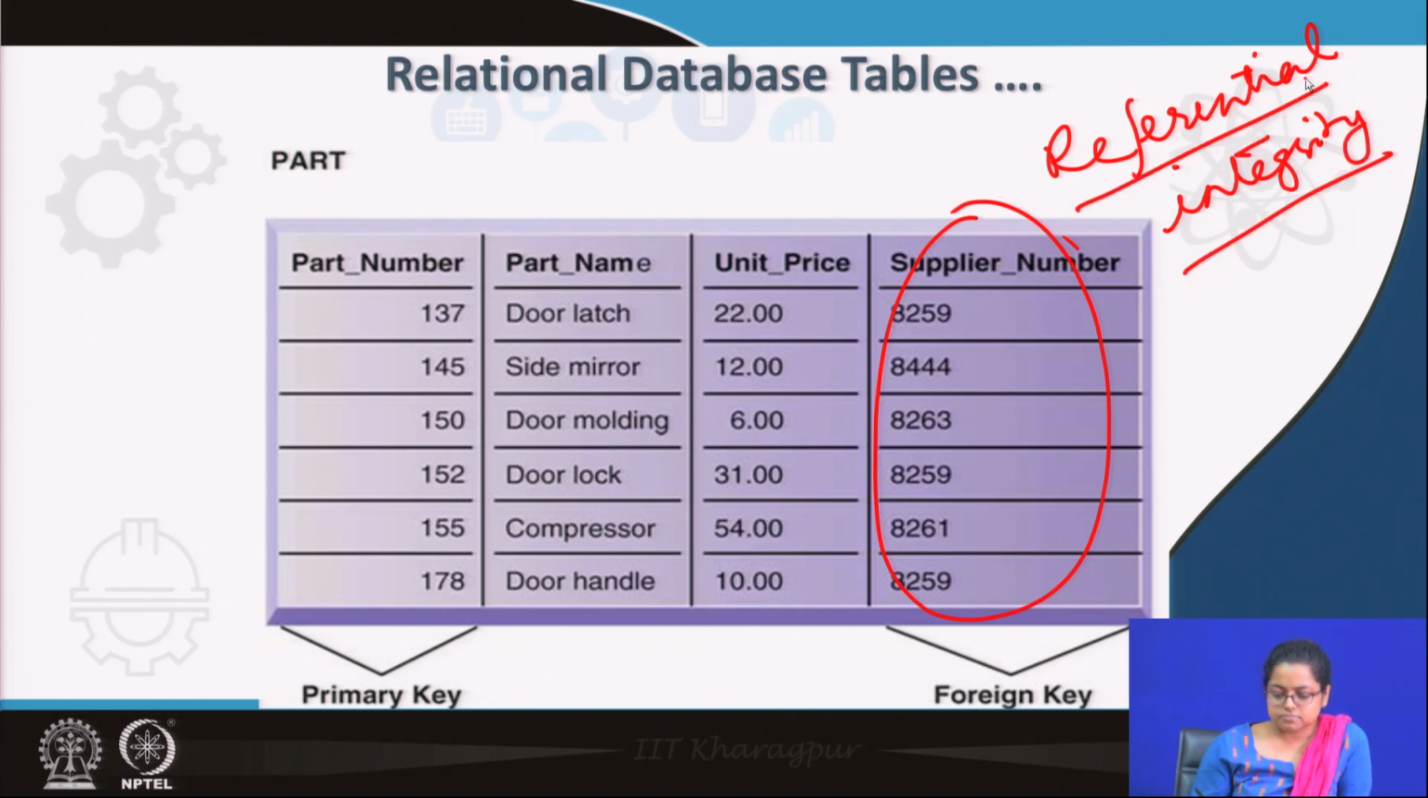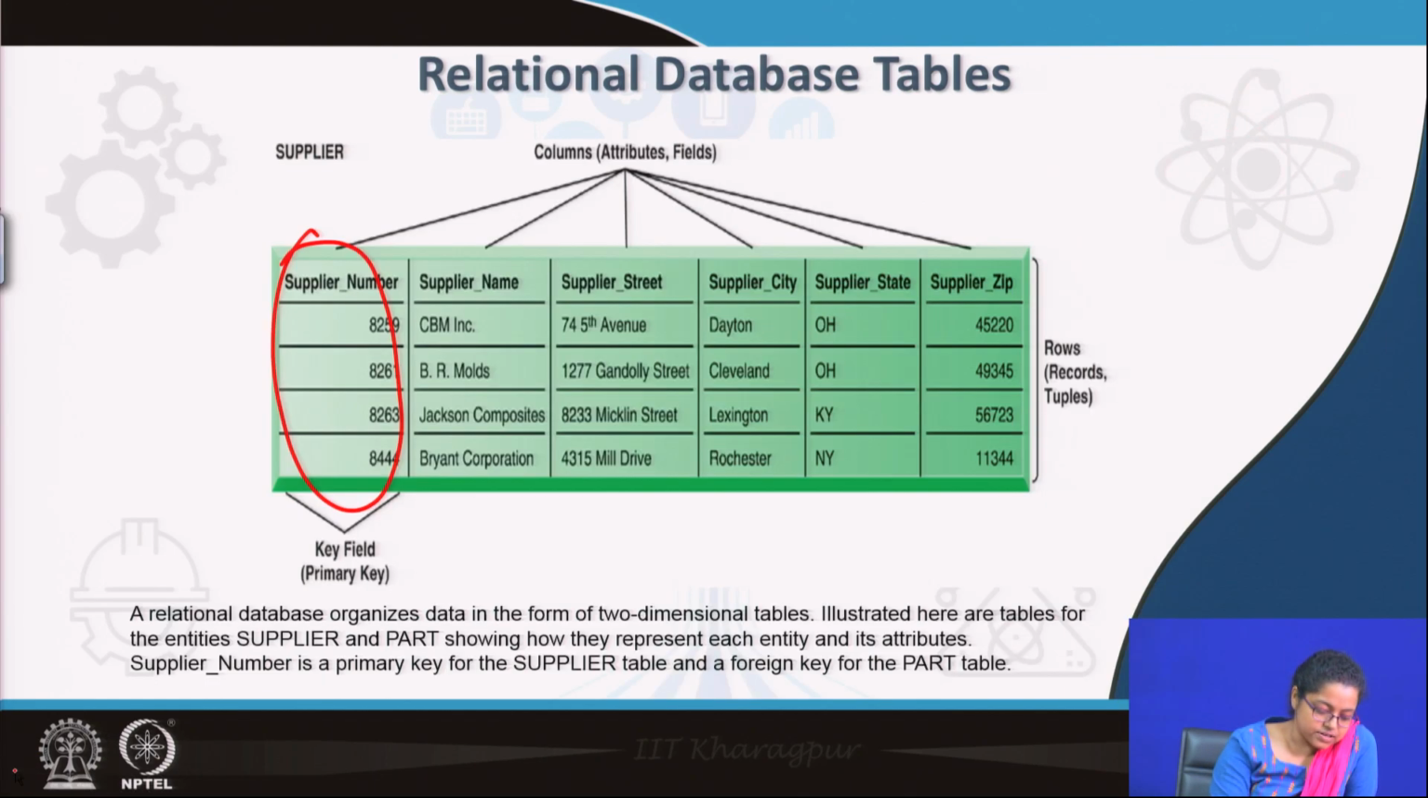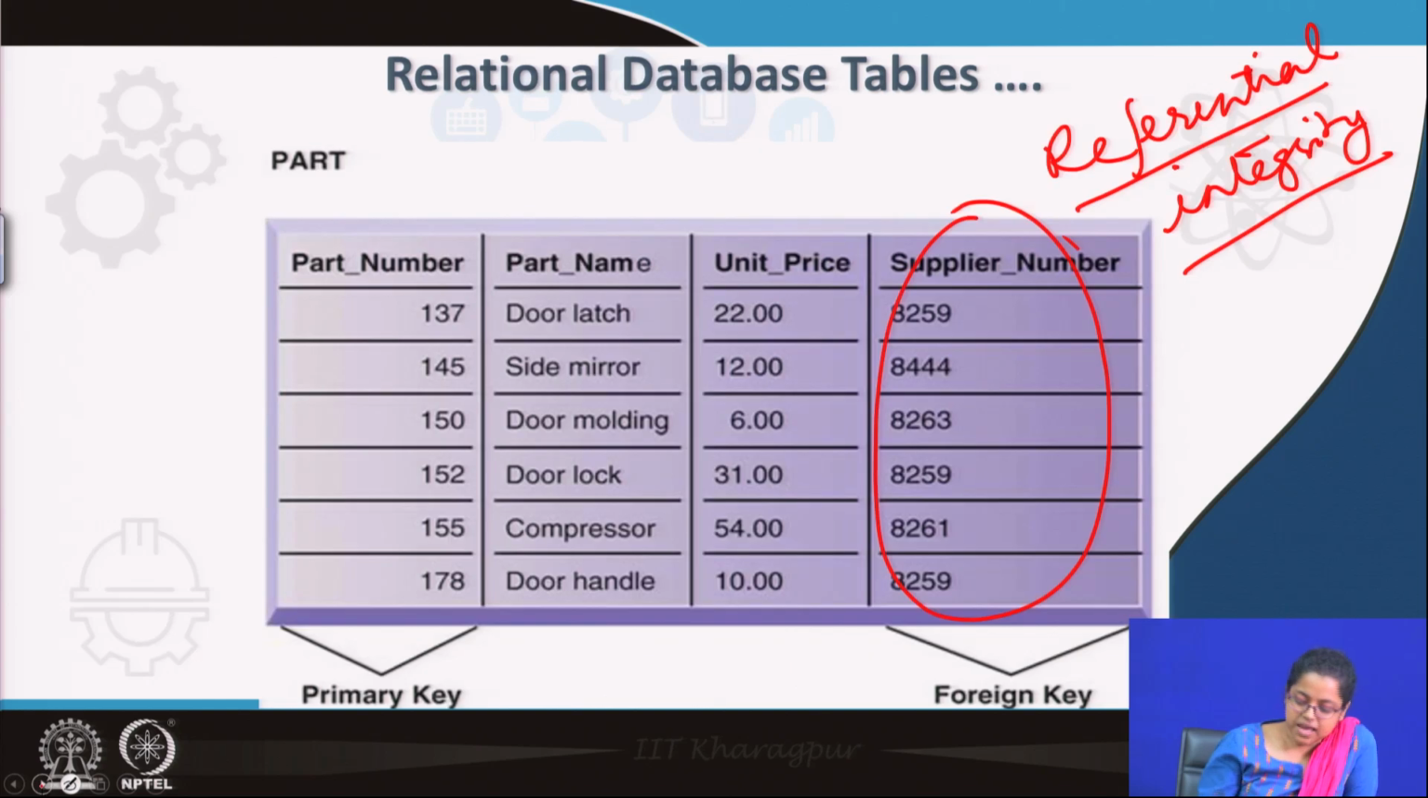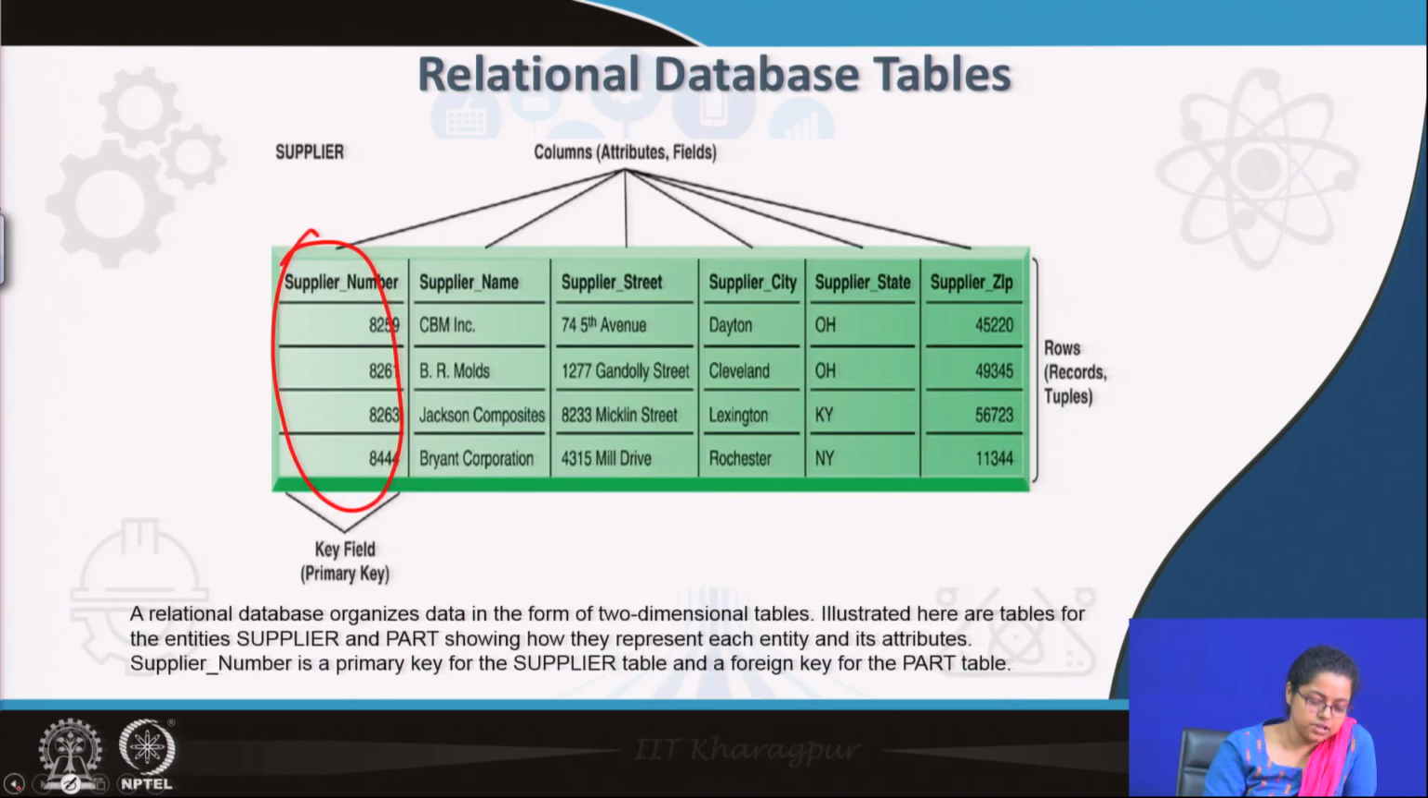What this means is, in these two tables, the supplier and the part, the supplier number is the foreign key for the part table. But as you know, in the primary table, that is the parent table here, supplier number is the primary key. So, there cannot be any supplier number in the part table that cannot be matched with a record or an entry in the parent table, that is the supplier table. So, every supplier number that is there in the part table should be present in the supplier table.